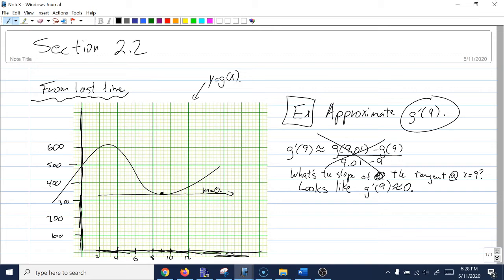Let's try a different example where there's more to it. How about g prime of 4? What's g prime of 4? I can't do the difference quotient. I go out to 4. I try to hold my ruler up so that one point is visible but the rest of the curve is covered up, or I tilt my ruler so it's going the exact same direction that the curve is.